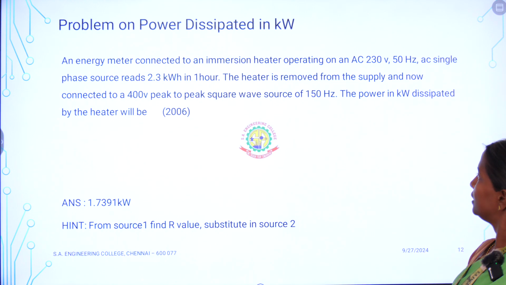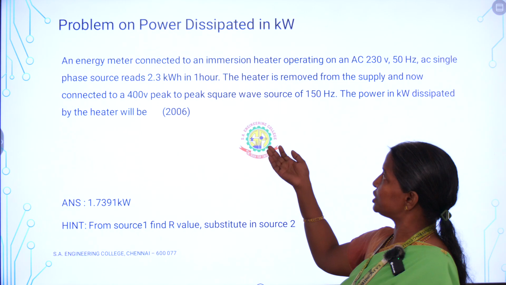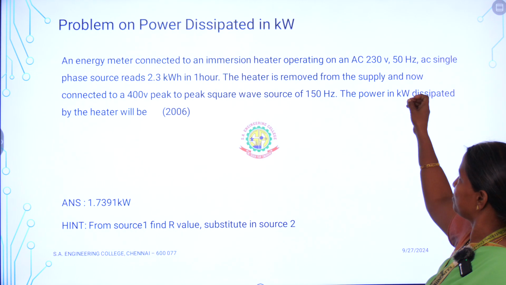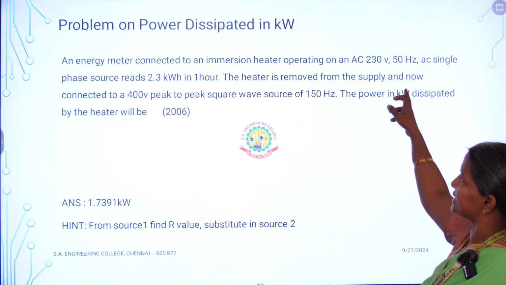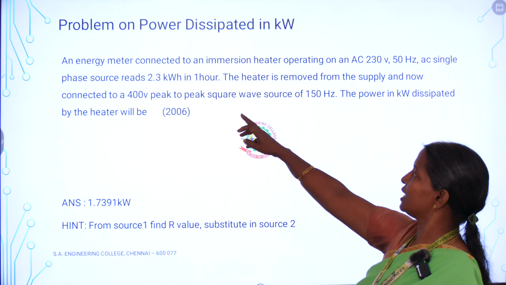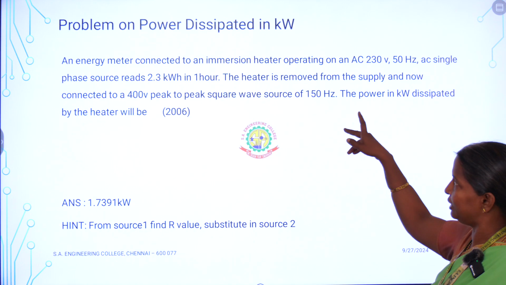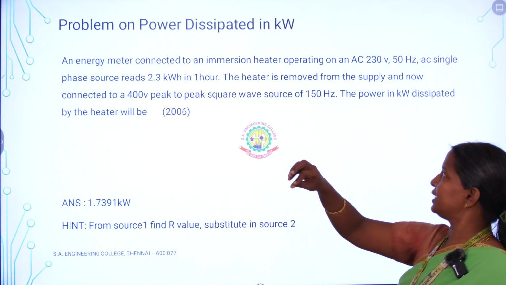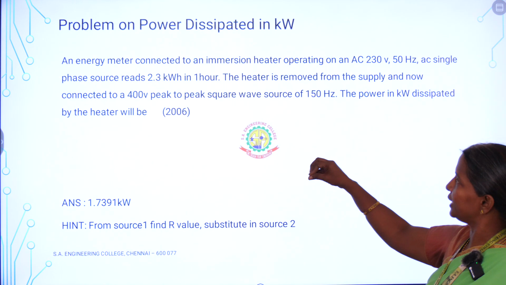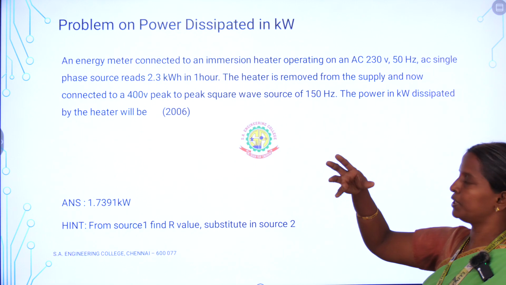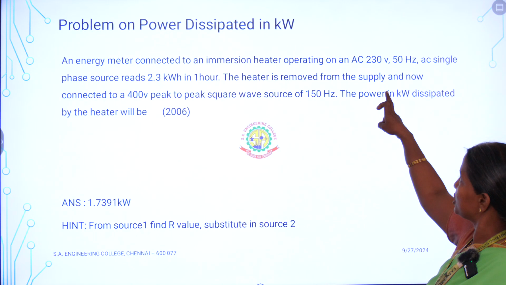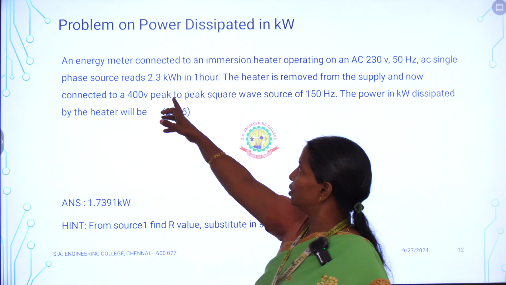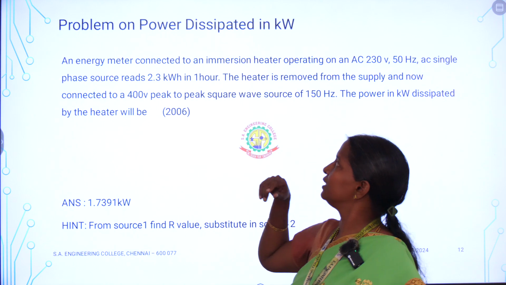Next question, 2006 GATE question. An energy meter is connected to an immersion heater operating on an AC voltage source. They are given a 230 volts, 50 Hz AC single phase source and it reads 2.3 kilowatt hour in 1 hour. What they are doing in the first sentence? They are taking the energy meter. That energy meter is connected to a water heater, just for the heater only. And that heater functions on a 230 volts, 50 Hz AC supply. And the energy meter reading is 2.3 kilowatt hour in 1 hour.